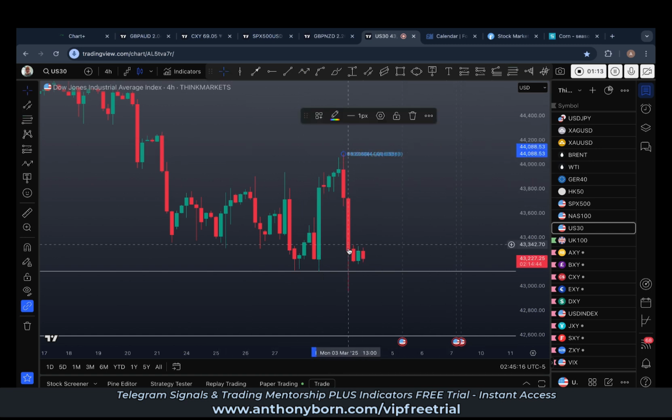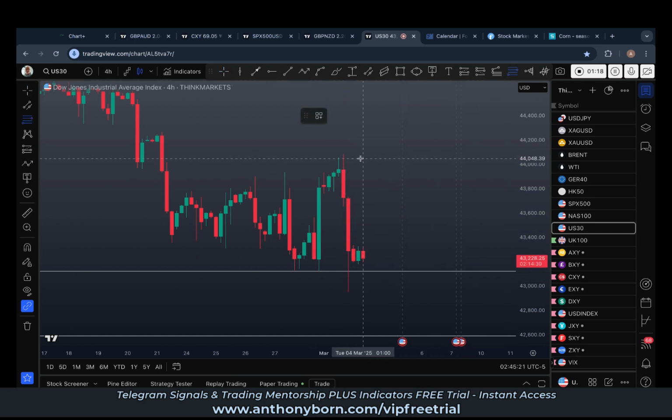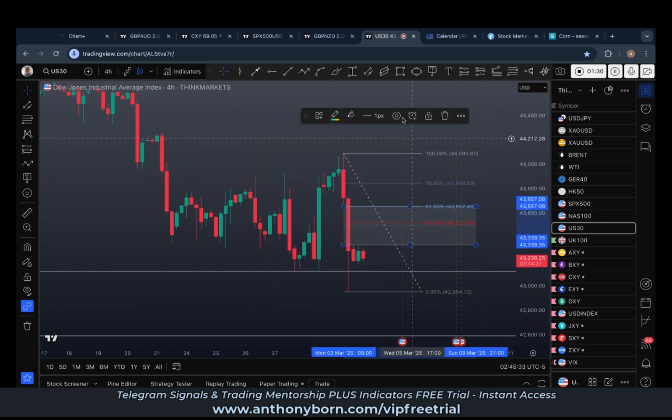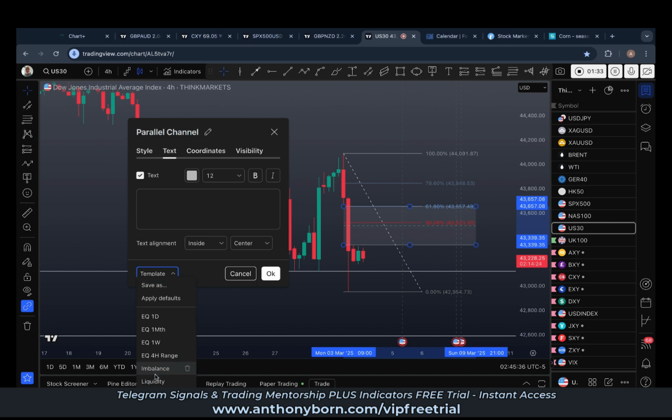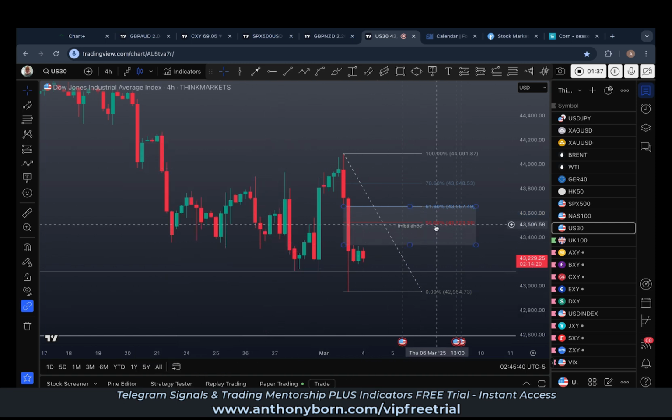Grab the fib, high to low, and I'm looking for the pullback. Oh, I've lost my markup. Bear with me. I'll just mark that once again. All right, we're looking at this imbalance. I'll just label it again. Imbalance. Okay, so the midway point of this imbalance coincides with this 50% retrace.